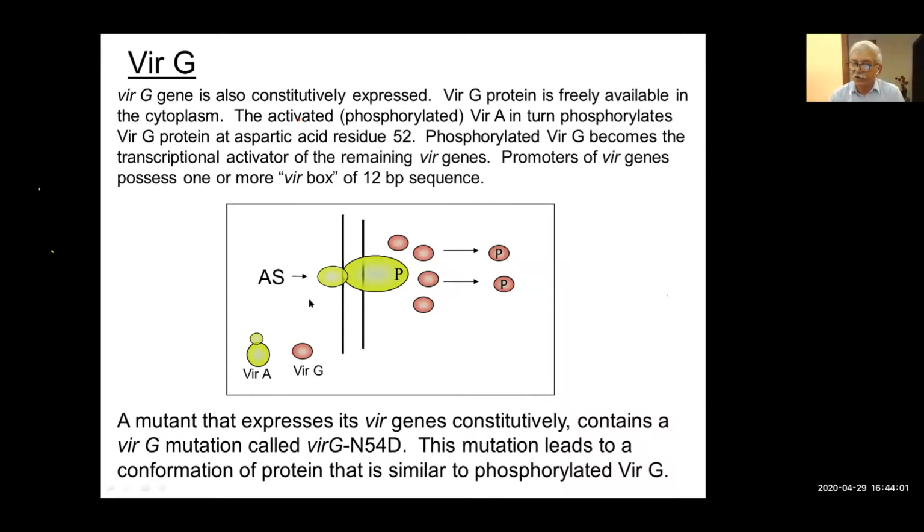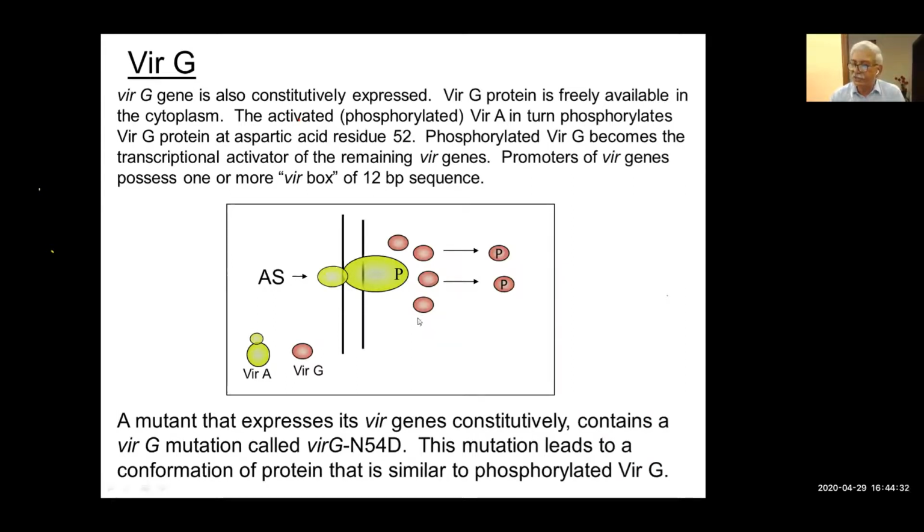So, Vir-A is on the bacterial cell wall, Vir-G is in the cytoplasm. The first sensing is done by Vir-A upon the release of acetosyringone by the breakage of the plant cells, damage to the plant cells. Okay, and then the signal is passed on to Vir-G, which is cytoplasmic. And then, everyone check your mic, please.